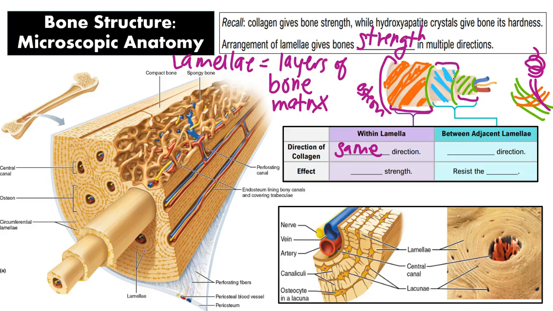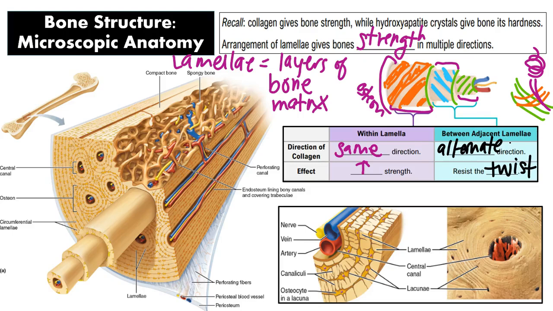Okay? Now, if you're talking about the effects this is going to have, it's going to increase the strength of the actual lamella, and therefore the strength of the bone. Now, between adjacent lamella, you're going to have alternate directions. That's alternate. And this is going to resist twisting. If you keep twisting bone and twisting bone, and it didn't have this arrangement, then guess what? The bone will break.